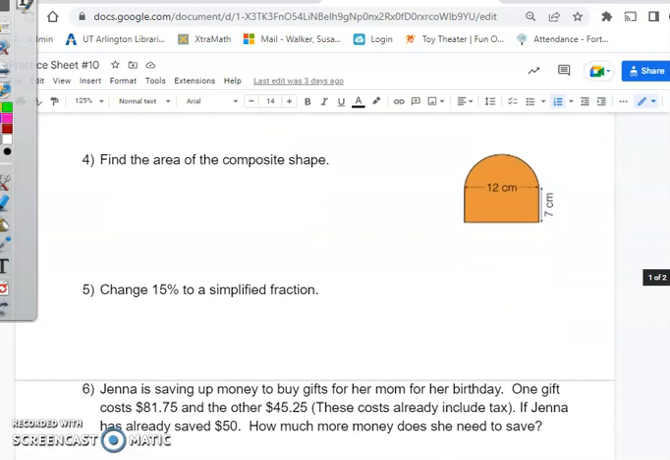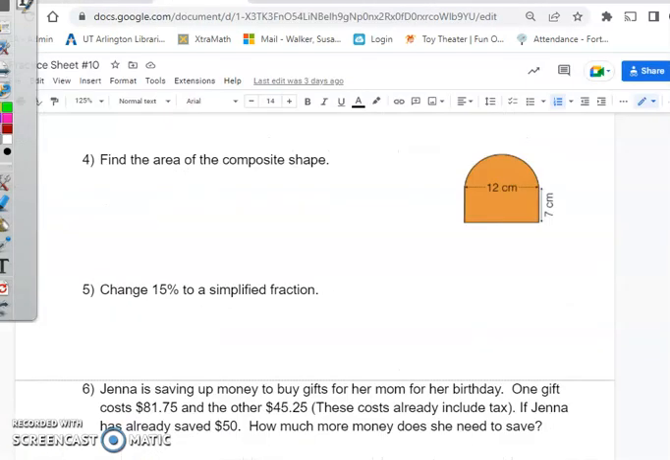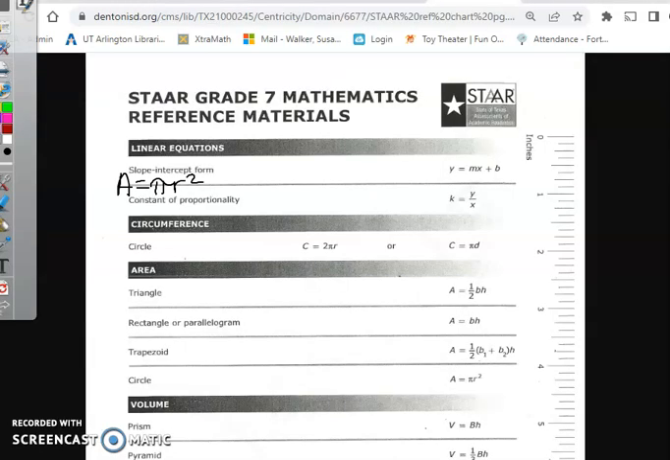Number 4, we need to make sure that we have our formula chart. So pause the video and pull out your formula chart. I'm going to pull up a formula chart. So as a reminder, we're not doing circumference, we're doing area of a circle. A equals pi r squared. A equals pi r squared. And over here, I have a rectangle. Hopefully I know that formula, but if not, rectangle A equals BH.